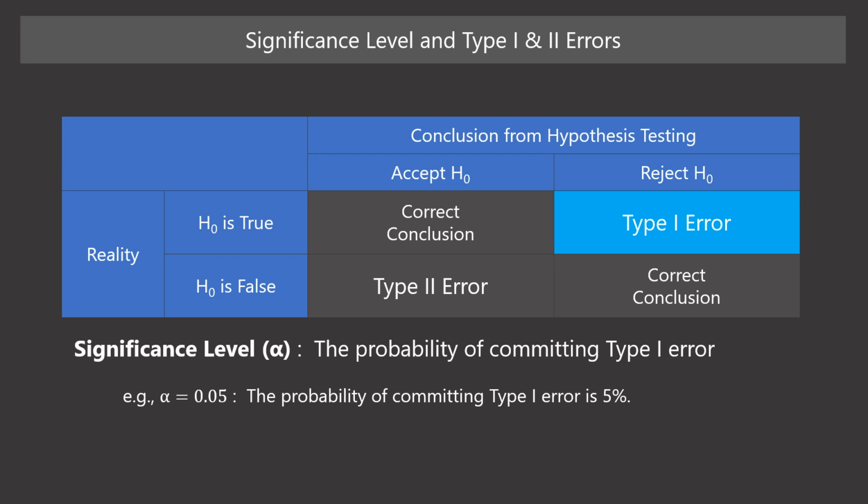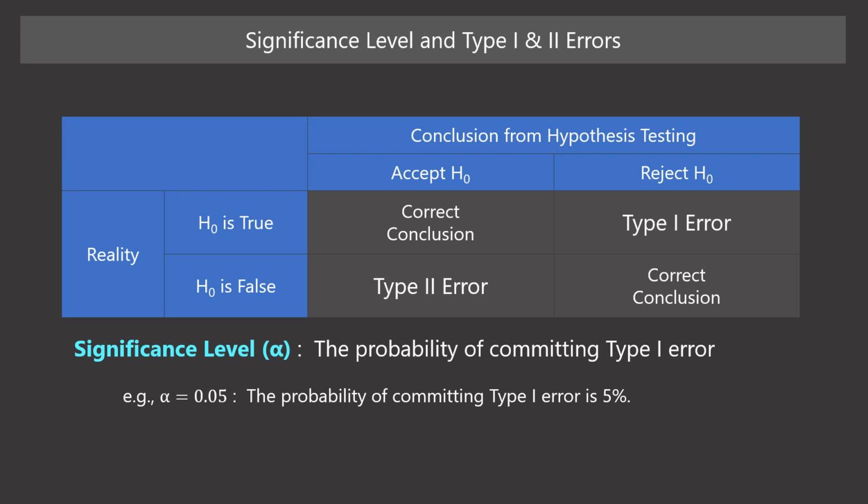Type 1 error refers to an error where we reject a null hypothesis when it is actually true. In other words, type 1 error means that we reject a true null hypothesis. Type 2 error refers to an error where we fail to reject a null hypothesis when it is actually false. In other words, type 2 error means that we accept the false null hypothesis.